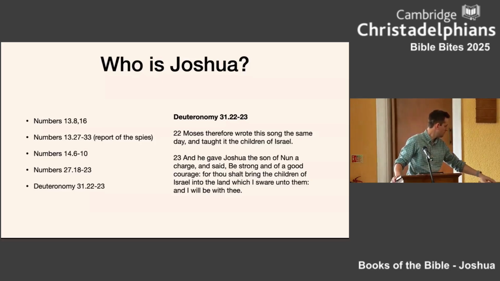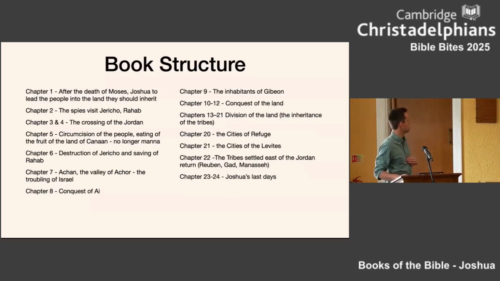If we move on then, and think about the structure of the book. It's very small, I hadn't anticipated that. But there are 24 chapters which I've loosely grouped. So chapter 1, which we'll turn to in a moment, is thinking about what happens after the death of Moses. Joshua is taking up this sort of leading position to bring the children of Israel into the land in order that they might inherit it. Then in chapter 2 we have spies again, but this time visiting Jericho, which takes us through to the end of chapter 6 where Jericho is destroyed and Rahab is saved.